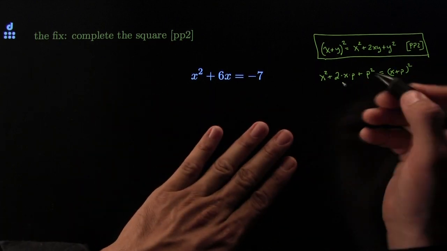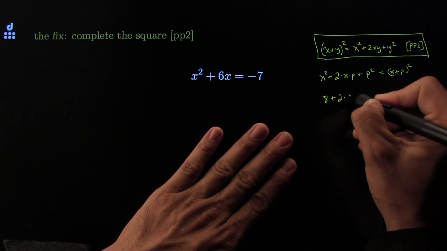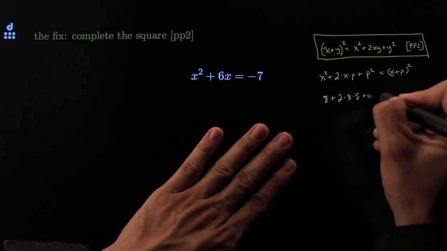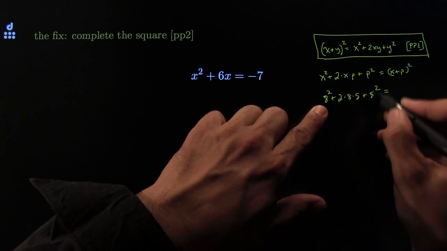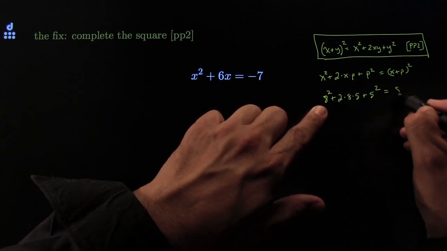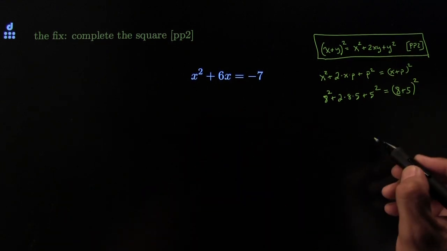Really, they could be anything. They could even be numbers. I could have 8 squared plus 2 times 8 times 5 plus 5 squared. You see, I have a perfect square at the beginning, a perfect square at the end, and 2 times each of them in the middle. So therefore this must be the same thing as 8 plus 5 squared. Check it if you don't believe me.